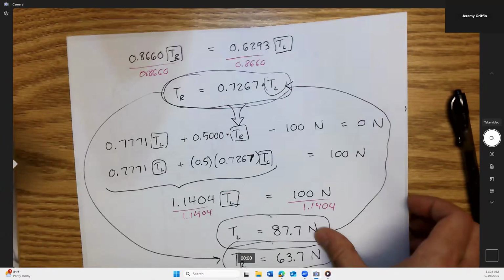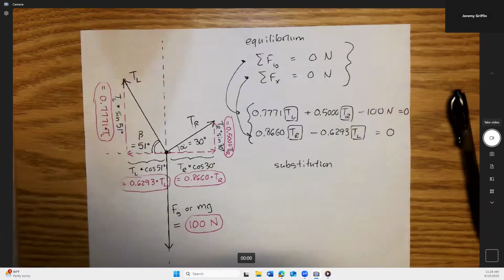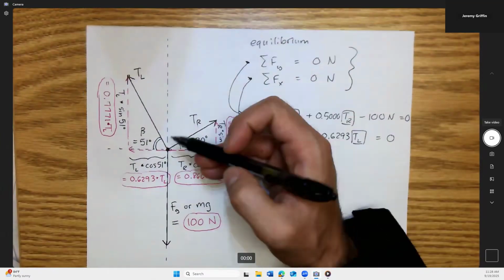Hey, do you guys remember yesterday a question about a stubborn donkey? Stubborn donkey?